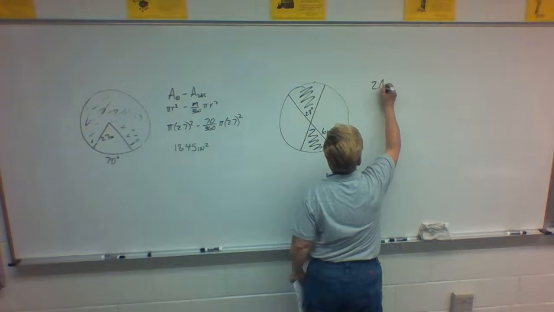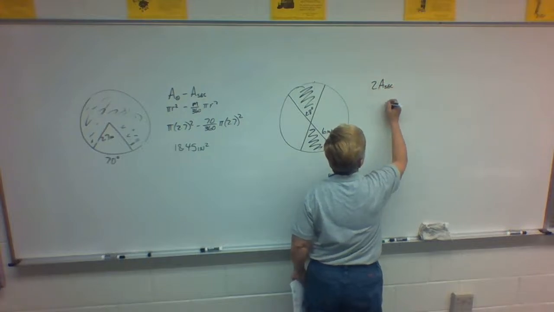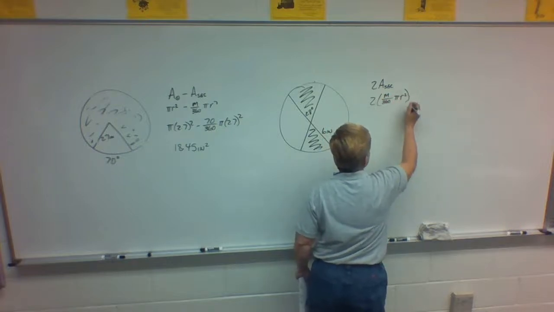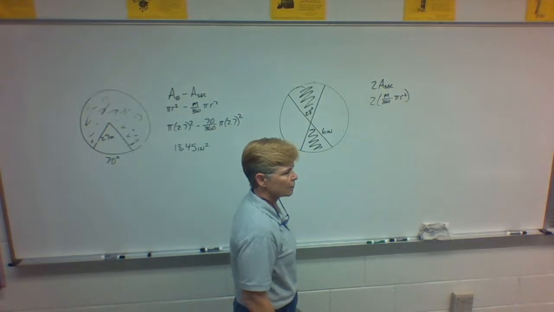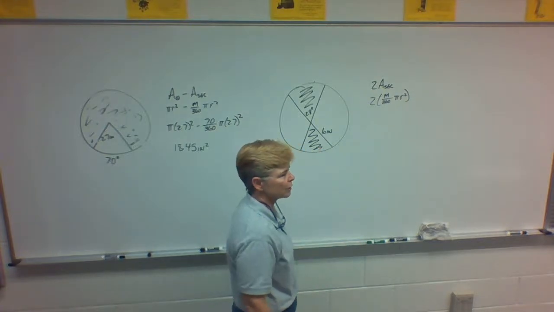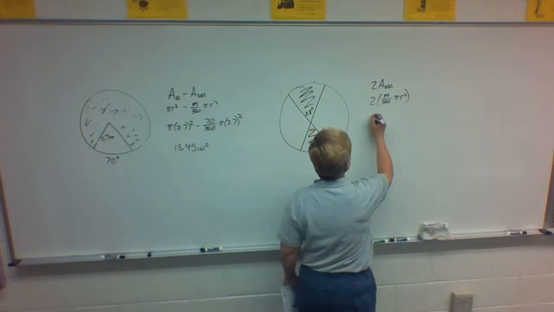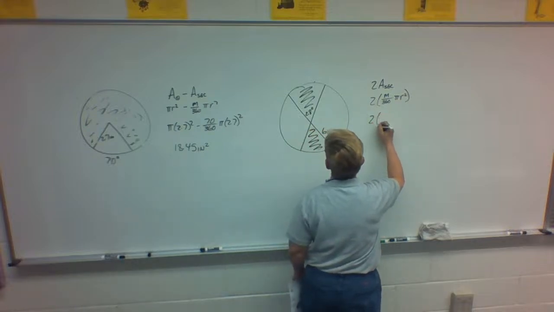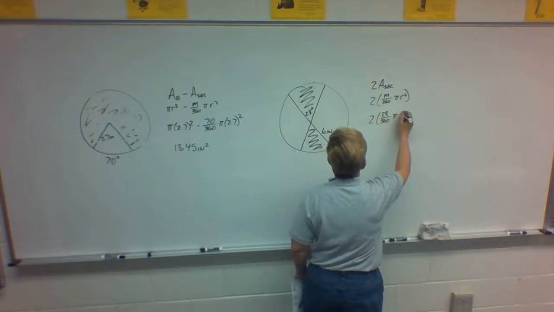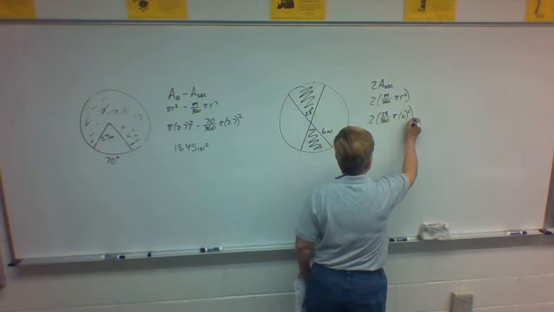2 times the area of a sector, which would be 2 times m over 360 pi r squared. You see how that keeps track of everything? We're only finding the area of one sector. That 2 out there is going to double it for us when we're done. So we start filling in gaps, and I get 2 parentheses, m is 28 over 360, pi, r is 6. Done.